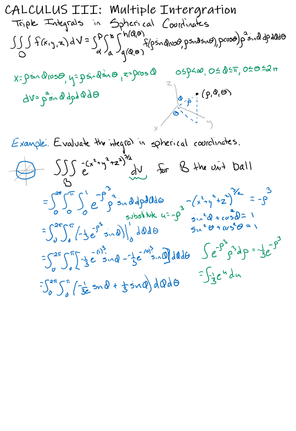All right, now if we integrate with respect to phi, integrating sine of phi gives us a negative cosine, so we get positive 1/3e cosine phi. And then, let's see, the second one becomes minus 1/3 cosine of phi, which we'll evaluate from 0 to pi before integrating with respect to theta.